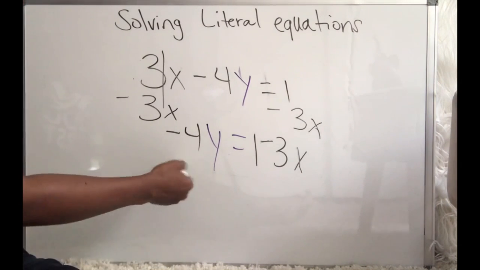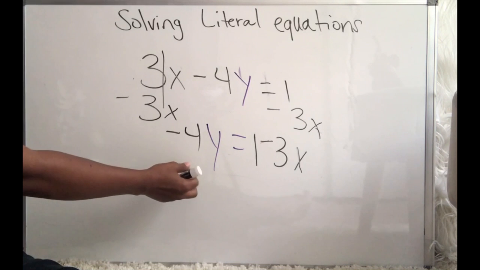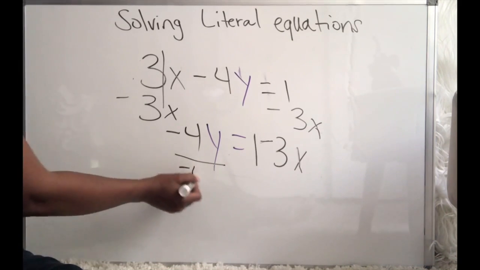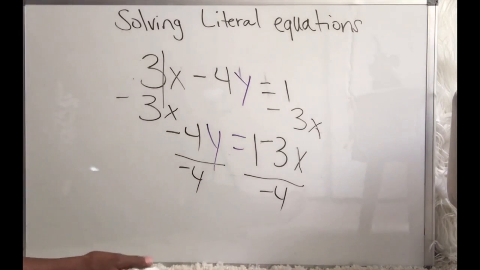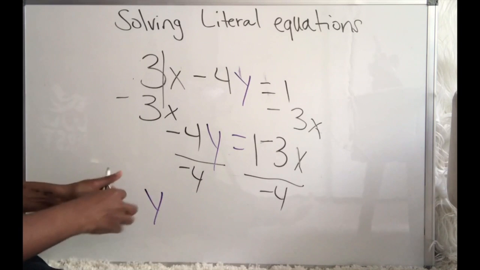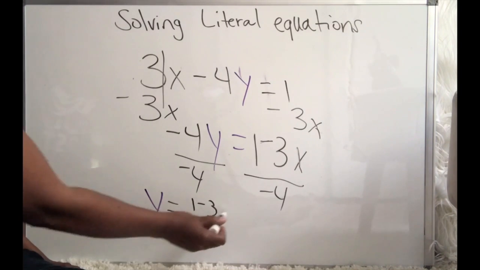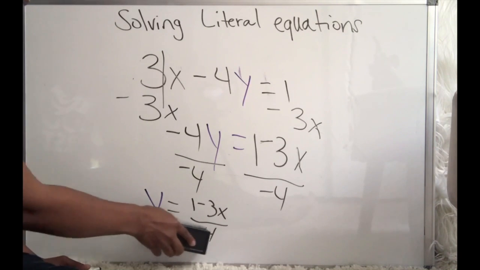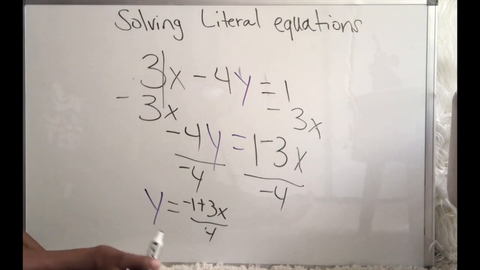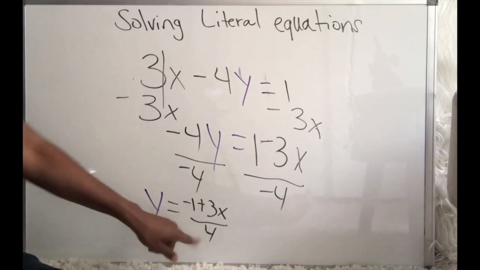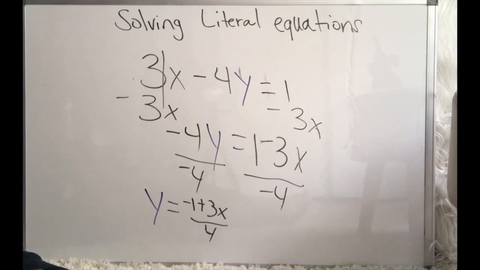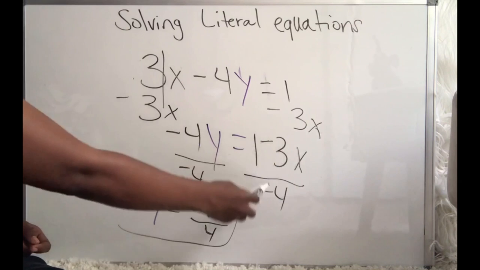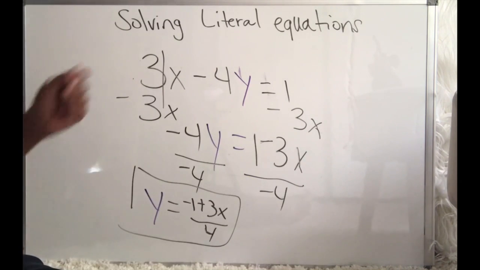Now I'm trying to get y by itself, and these are connected by multiplication. Because these are connected by multiplication, the opposite of that would be dividing. So I'm going to divide by negative 4. Now I'm left with y equals 1 minus 3x over negative 4. But I'm going to go ahead and change all my signs. So this would be negative and plus. I distributed the negative, and that is my answer, because I changed all my signs. Instead of having 1 minus 3x divided by negative 4, I changed all the signs. They equal the same thing.